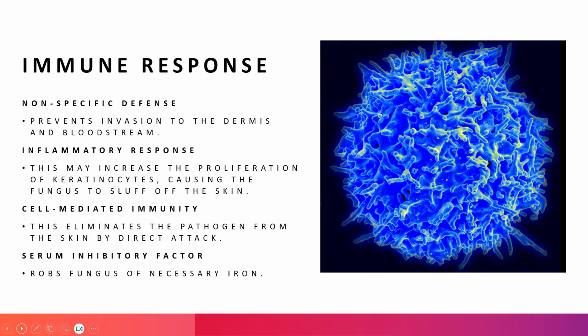And the way this works is there's a proliferation of the keratinocytes that will actually cause the fungus to slough off the skin. And then we have cell mediated immunity, where those cells will directly attack the pathogen. And then also there's a serum inhibitory factor where the fungus is robbed of the necessary iron so that it can't replicate or carry out its metabolic functions.